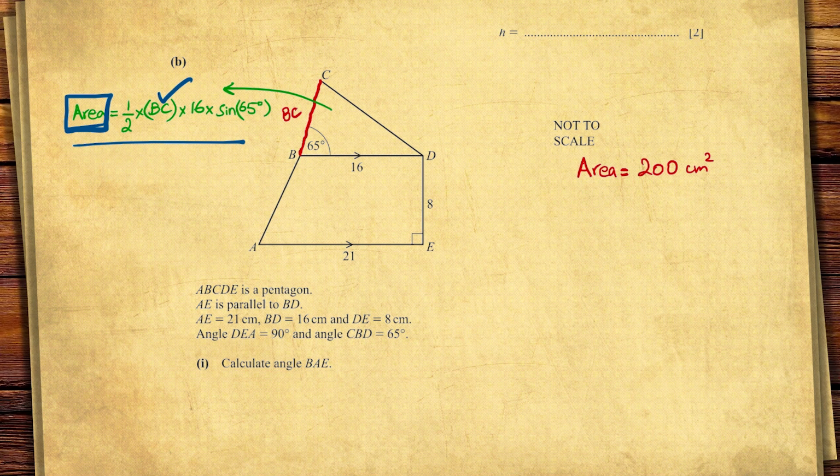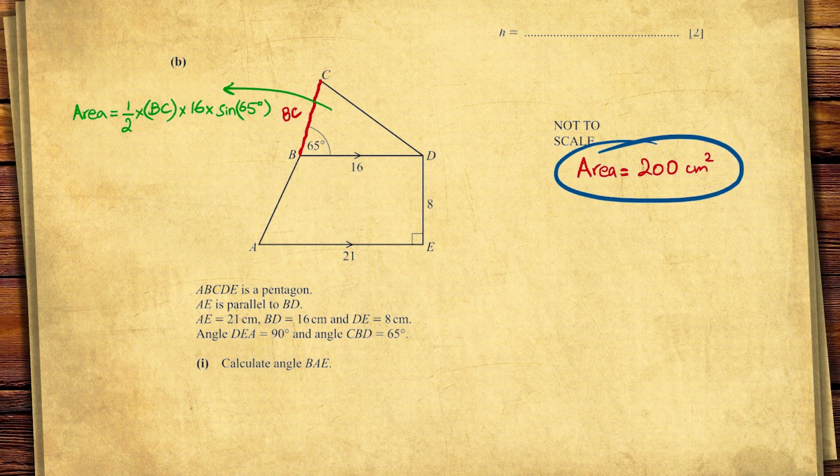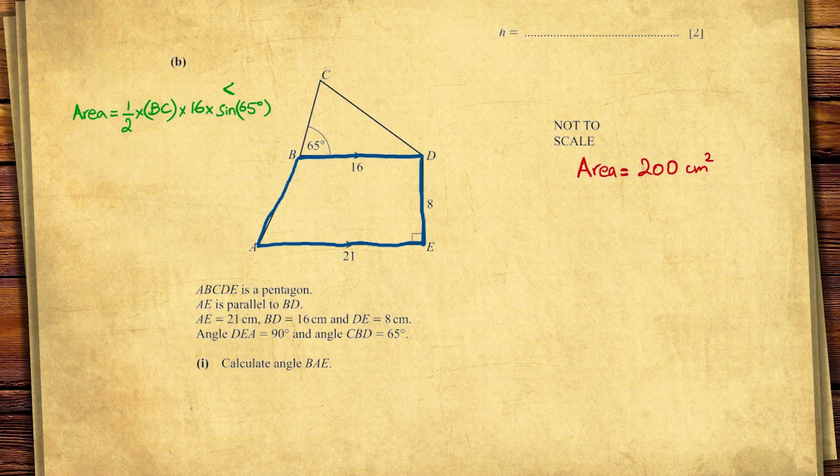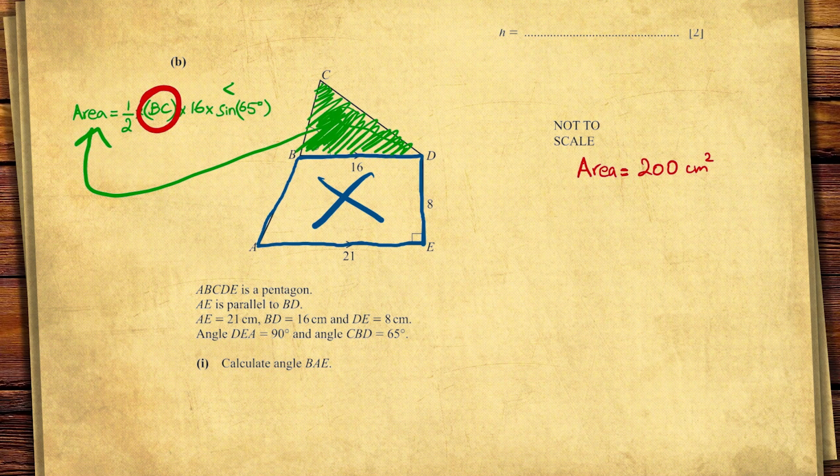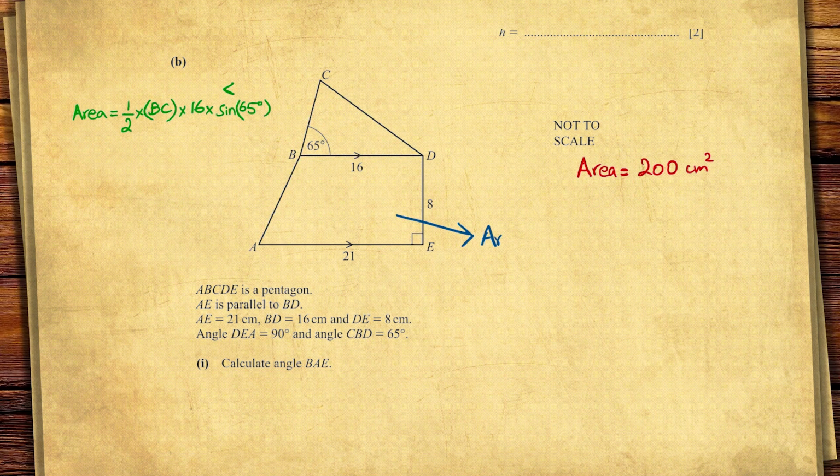But I don't have the area of this triangle. I have the area of the entire shape, that is 200 centimeters squared. And that means I need to subtract the area of this trapezium from the total area so that I can have the area of this triangle BCD. Now let's calculate the area of this trapezium.